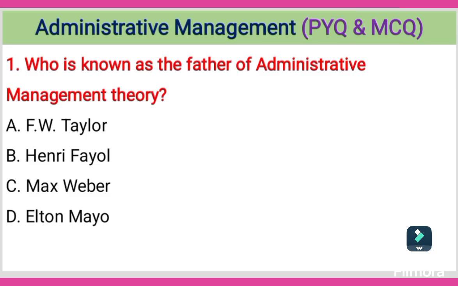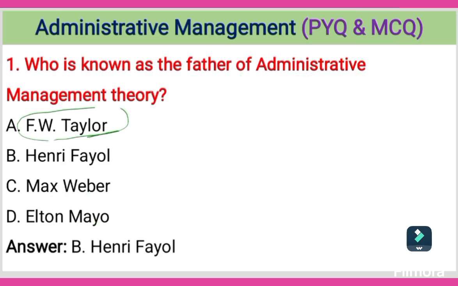Now we are going to go through some administrative management previous year questions and the MCQs. Next one is, who is known as the father of administrative management theory? First one is F.W. Taylor, B. Henry Fayol, C. Max Weber, and the D. Elton Mayo. F.W. Taylor had developed the theory of scientific management. Correct answer is Henry Fayol.